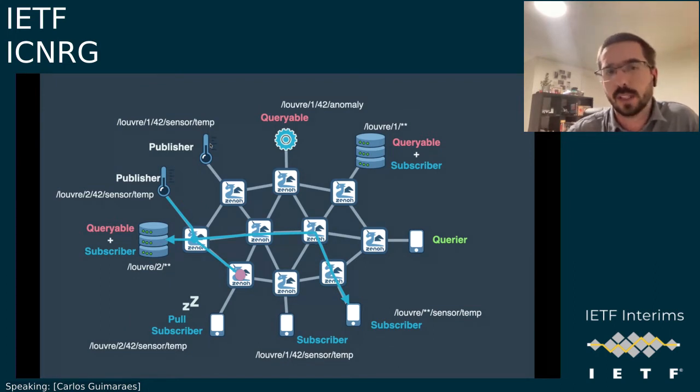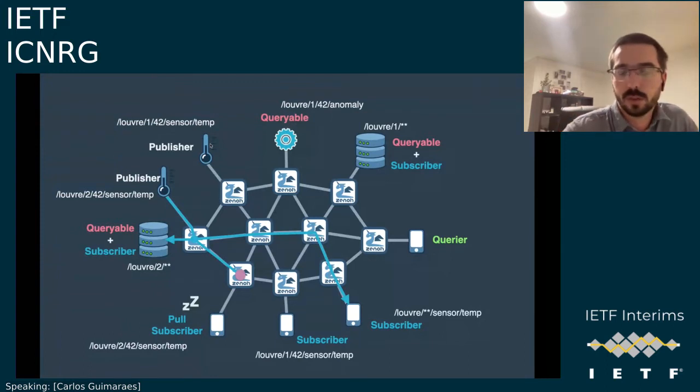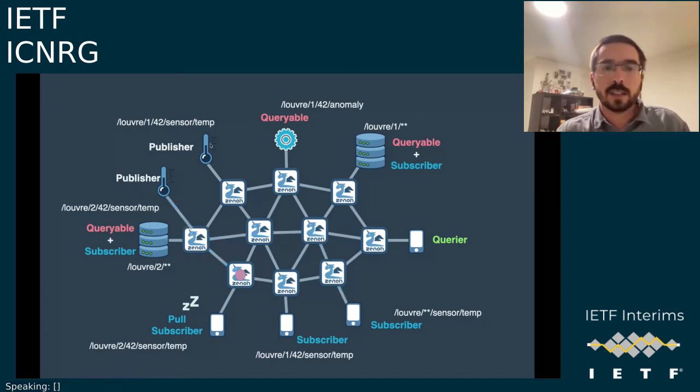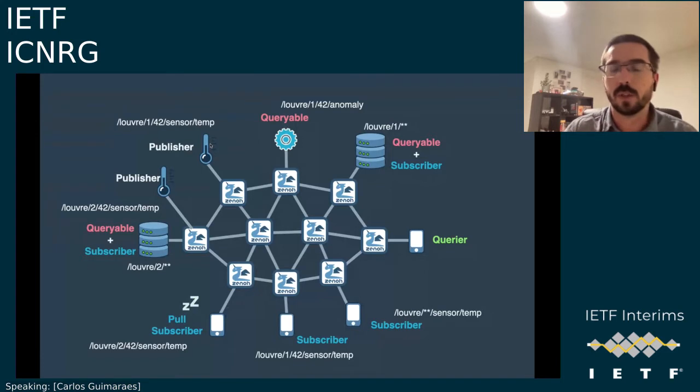Also notice that on the bottom, we have a subscriber that is a pull subscriber. It might be that when the data was pushed to the network, it was sleeping. This is very common if we talk about microcontrollers and low power devices. So what happens is that the Zeno router does not try to push the data to the nodes, but instead keeps it in cache. Then when the subscriber wakes up, it will ask for the data, and the infrastructure will deliver it, and then a garbage collector eventually will remove the data from the cache.